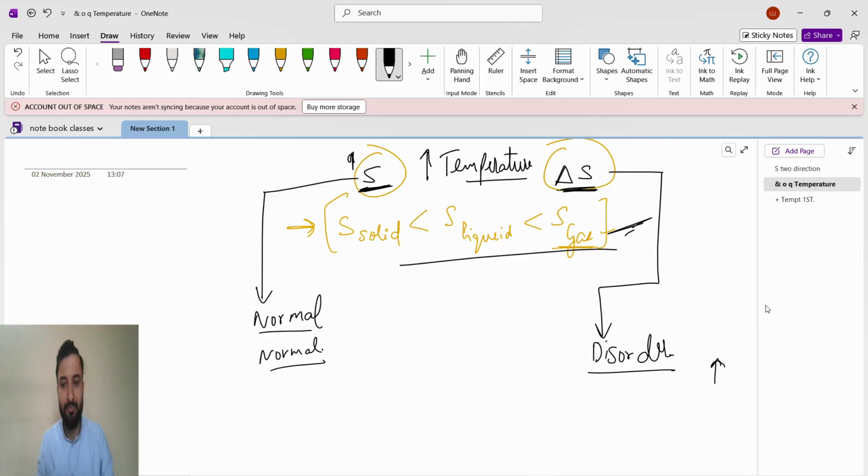So what will happen? Understand one thing. Already you are in a disordered manner, running here and there. If I increase the temperature, what will happen? You are already disordered. If I increase the temperature, your disorder will increase, but we cannot measure a large increment.